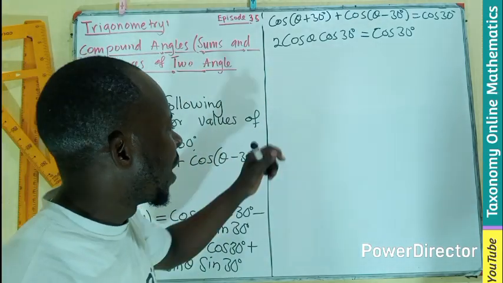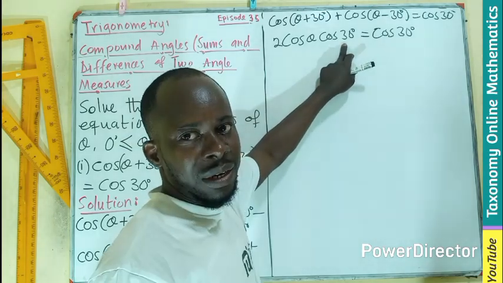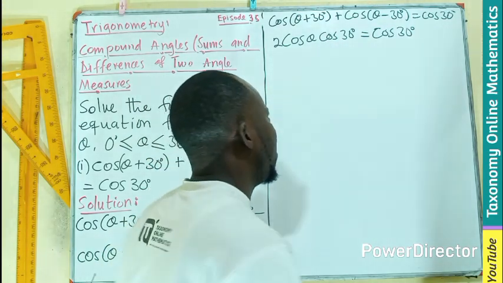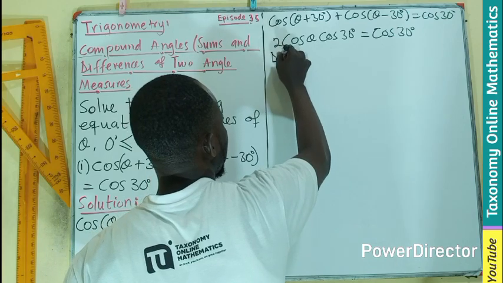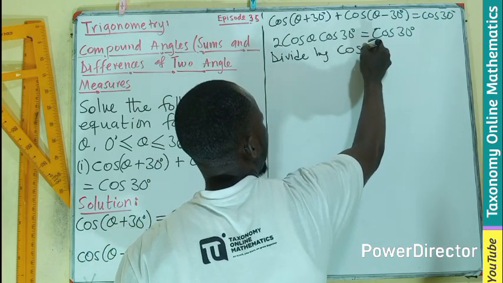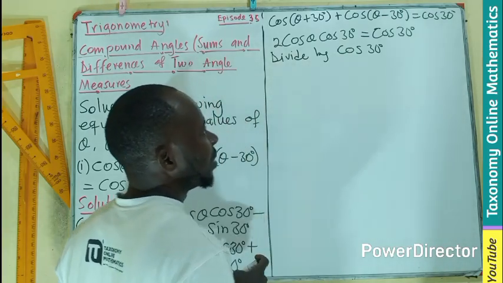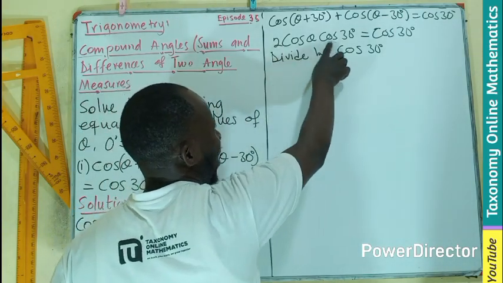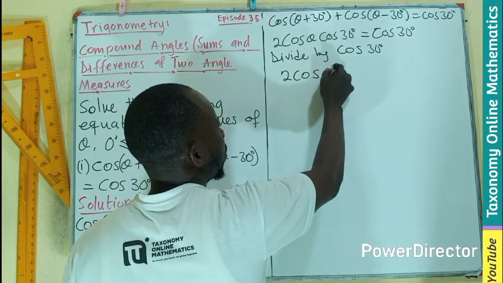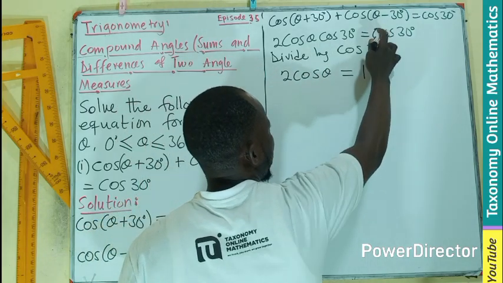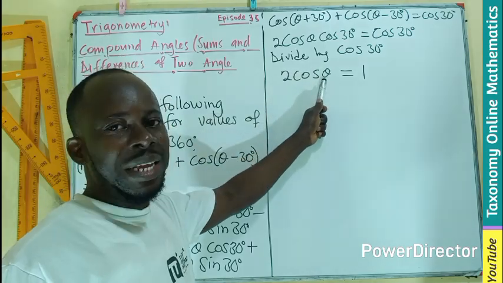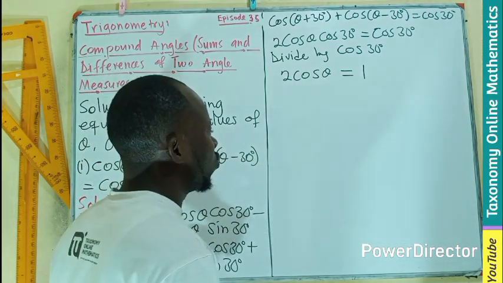Alright. Now I can see that this is multiplication. So I can eliminate this with this. So I'll divide by the cos of what? 30 degrees. Then that means that when you divide by that, you'll be left with only 2 cos theta equals 1. When this is divided by the cos 30, we need to pay attention to theta. So we divide through by 2.